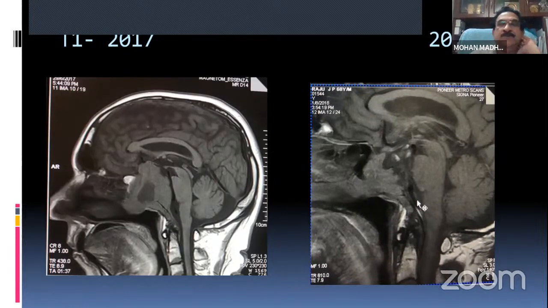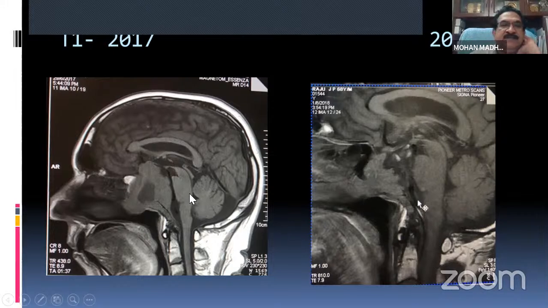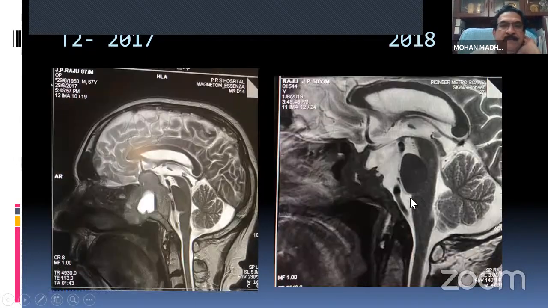Now, we compare the 2017 T1 and the 2018 T1. So, this is the mass that has shrunken. Not totally, but it's affecting there much less with the treatment of bromocriptine. This again compares T2 in 2017 and 2018. This is the mass that has shrunken and been replaced by the CSF space.